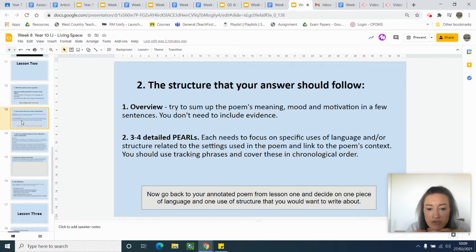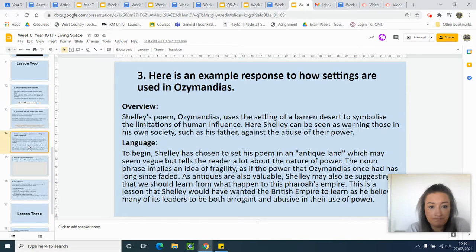So you go back to your annotated poem from lesson one, decide on a piece of language and one new to the structure that you want to write about. That's a really good thing to do before starting part two, which is 3 to 4 detailed pearls. So each needs to focus on a specific use of language and or structure related to the settings used in the poem and linked to the poem's context. You should use tracking phrases and cover these in chronological order. Now, I'm just going to go through on the next slide an example of that about Ozymandias, which is the poem you did last week.